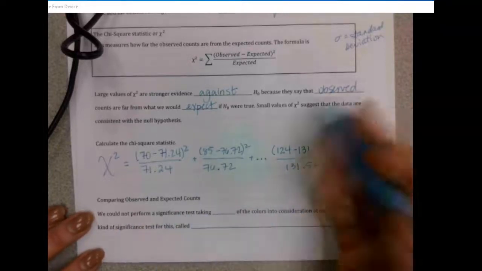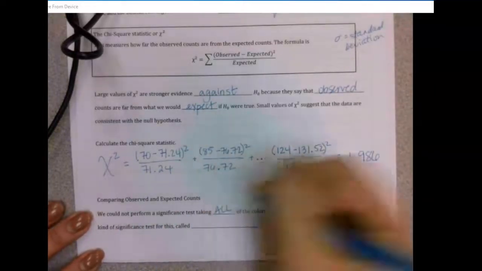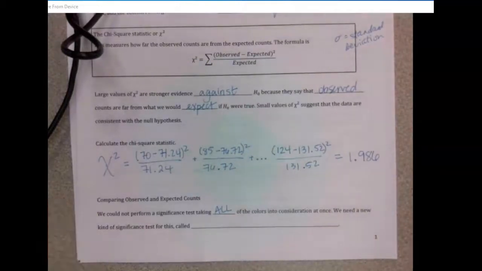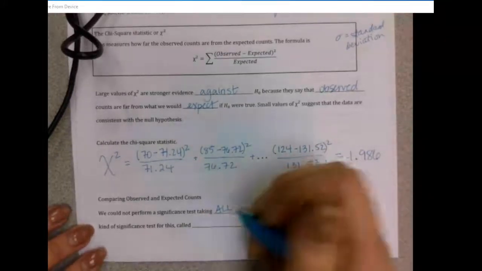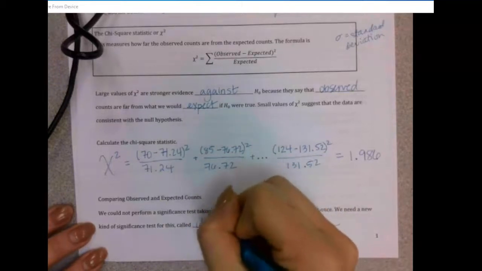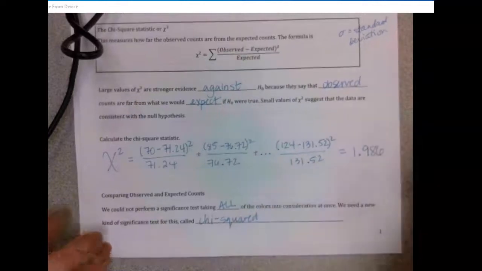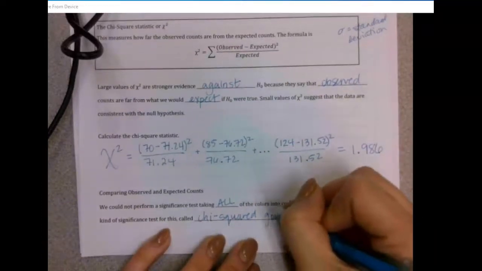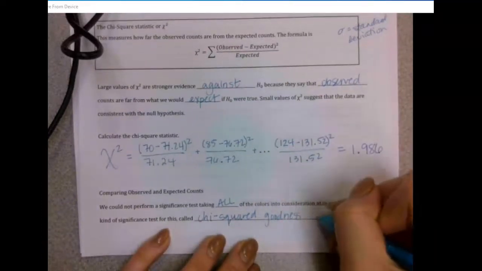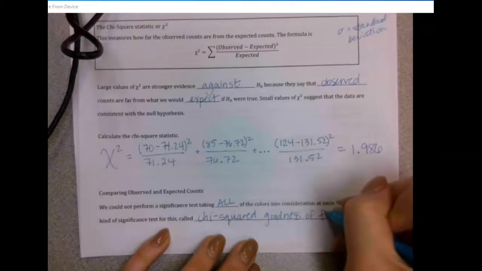All right. So we could not perform a significant test taking all of the colors into consideration at once. You could do it one at a time, but then it still doesn't let us compare those to get a result like that. So we need a new kind of significance test called the chi-squared goodness of fit. So we're looking to see how good does this fit.